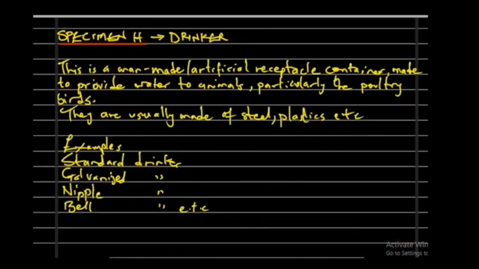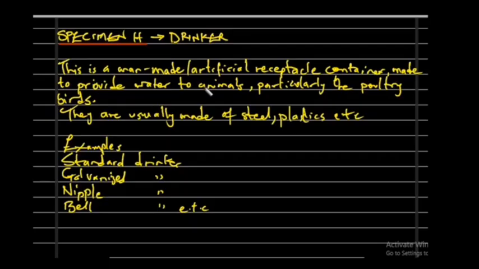That is drinker. A drinker is majorly an instrument that is found in some animal cages to provide water to the animals. The drinker in this case here is majorly found in poultry beds, and it is used to give them water to drink.